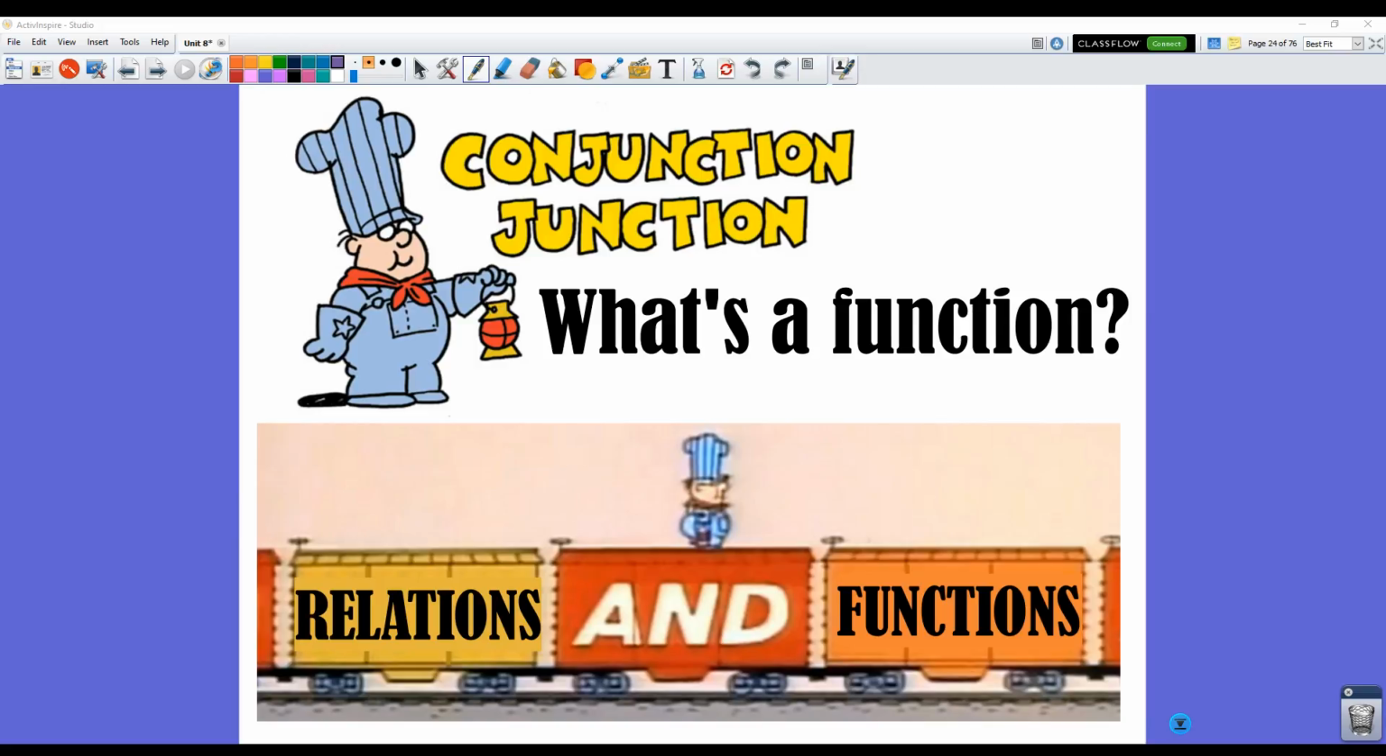Conjunction, junction, what's a function? Today we're going to learn about relations and functions.